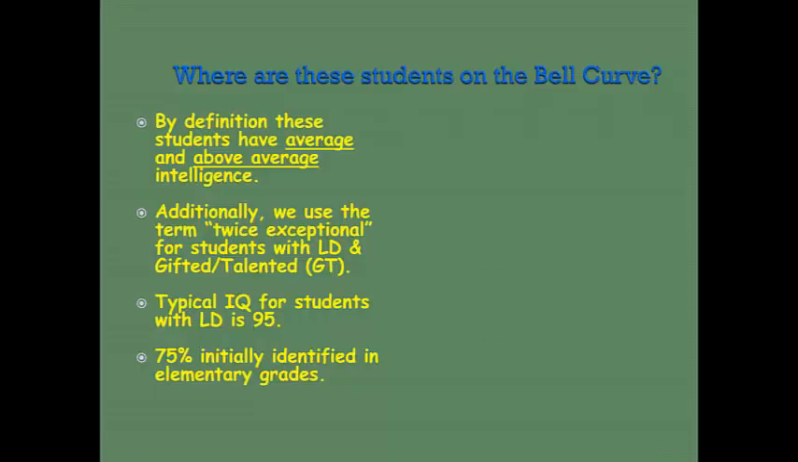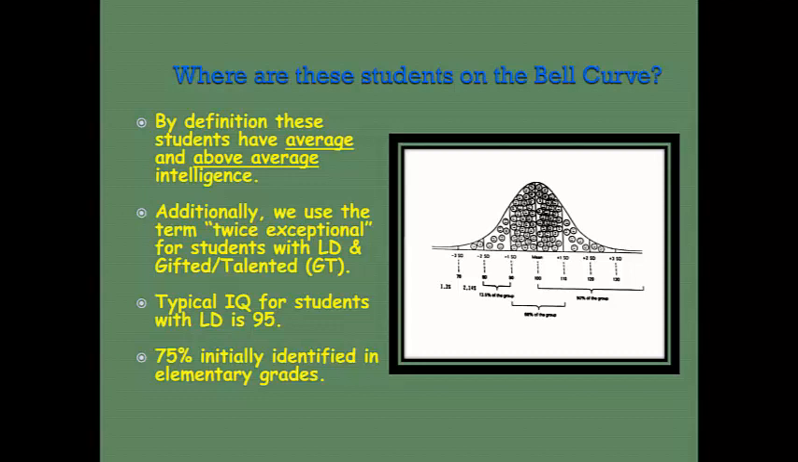Where are these students on the bell curve? By definition, these students have average and above average intelligence. Additionally, we use the term twice exceptional for students with LD and gifted and talented, acronym GT. Typical IQ for students with LD is 95. 75% are initially identified in elementary grades.